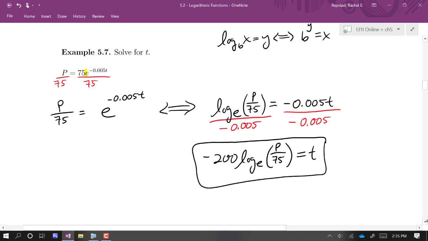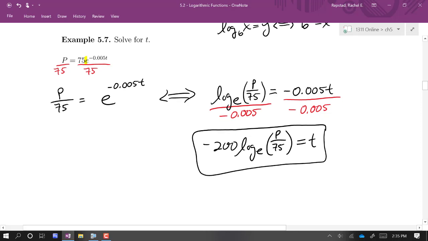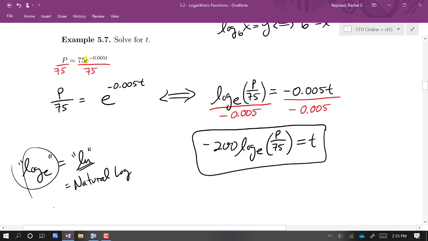If you've worked with logs before, you might already know that when we're working with the log base e, we give it a special name. We're going to talk more explicitly about this in a little bit. But if you see log base e, or if you find yourself wanting to write log base e, we usually write that as ln, and that stands for the natural log. So whenever you see ln, it means the log base e.